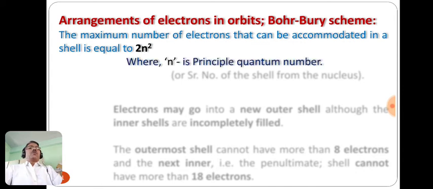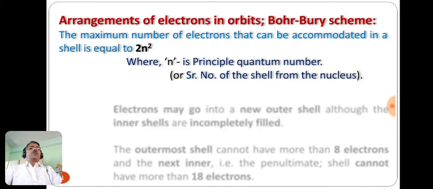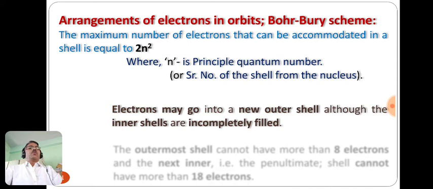Here, the value of n is nothing but the principal quantum number. It is also known as the serial number of the shell from the nucleus. So electrons may go into a new outer shell although the inner shells are incompletely filled. So this is the second rule. This rule states that electrons may go into the new outer shell although the inner shell is incompletely filled. Means if the inner shell is incompletely filled, the electron may also go into the new outer shell.